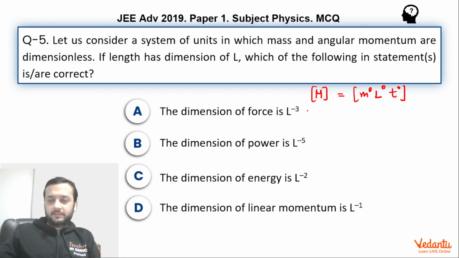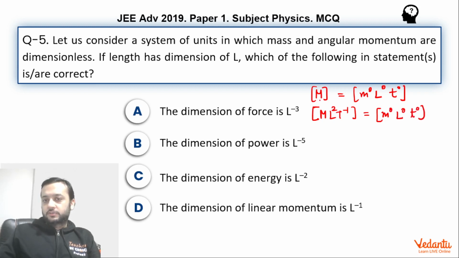Angular momentum in our system is mvr. If we use the formula mvr, m is mass, v is velocity, which is LT inverse, and r is distance, which is L again. This has become dimensionless, so it has become M0, L0, T0. Now if you simplify it slightly, you'll see that capital M anyway has become 0, so it can be ignored. So this quantity becomes L squared into T inverse, which is M0, L0, T0. So we have to keep this relation in mind.